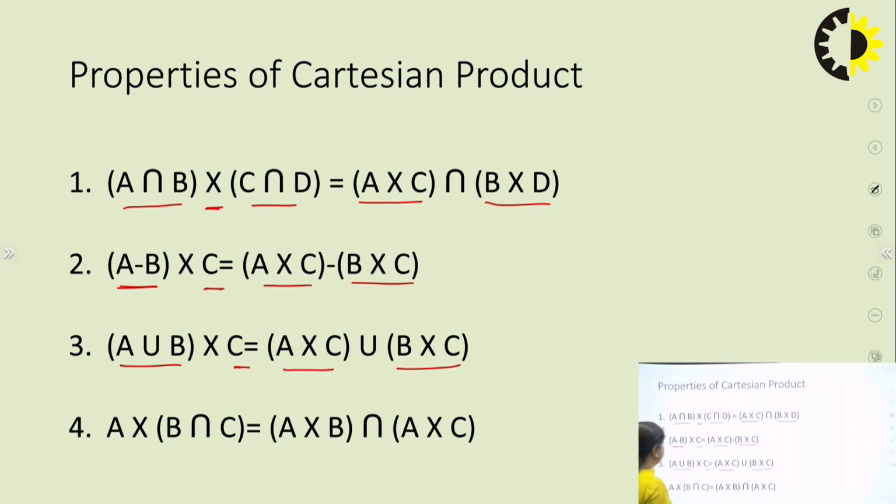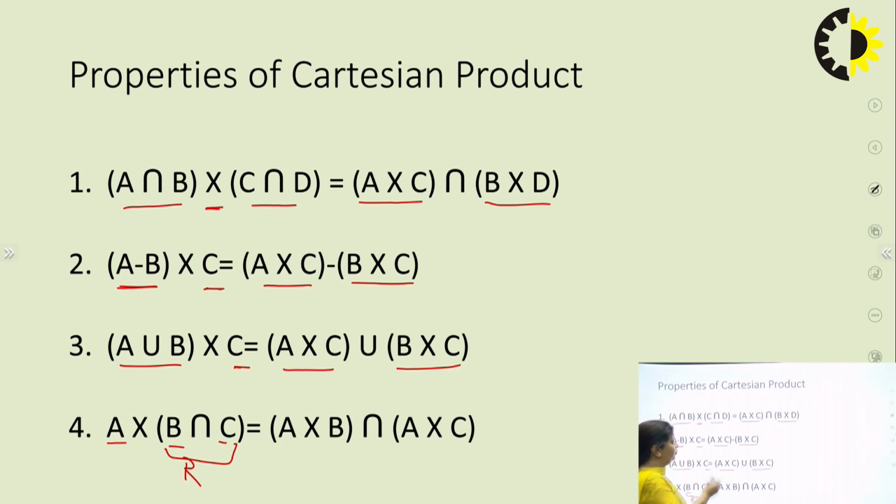The fourth property says that I have three sets A, B and C. I take the intersection of B and C, and with this result I take the Cartesian product with A. So this will be the same as A Cartesian product B, A Cartesian product C, and then the intersection. So here again the LHS will be equivalent to the RHS.